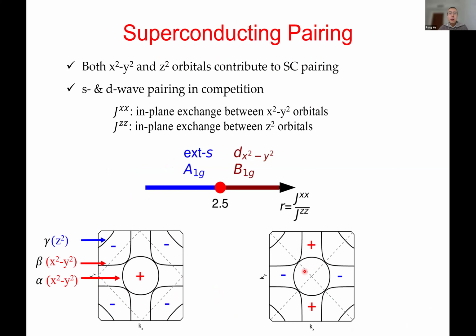for the superconductivity. And here the relevant model parameters are the in-plane exchange couplings in the x squared minus y squared and the z squared orbitals, that's the J_xx and the J_zz. By increasing this ratio, we see the system can behave either as an A1g channel with an extended s-wave pairing or a B1g channel with a d-wave-like pairing. And the Fermi pockets with different orbital characters can promote either the s-wave or the d-wave pairing in a way that compromises with this super exchange coupling.